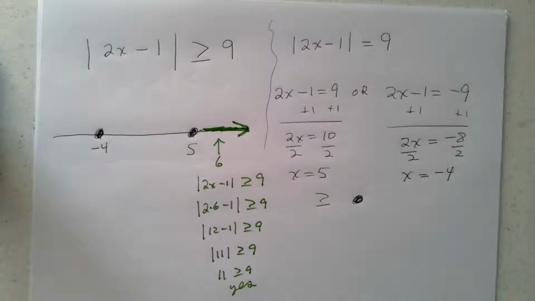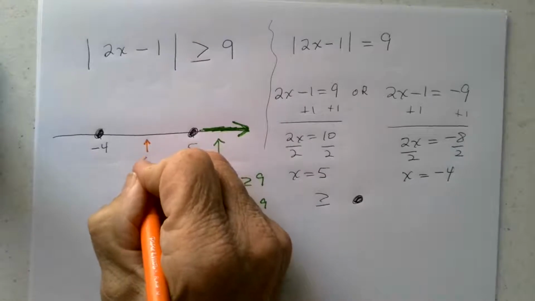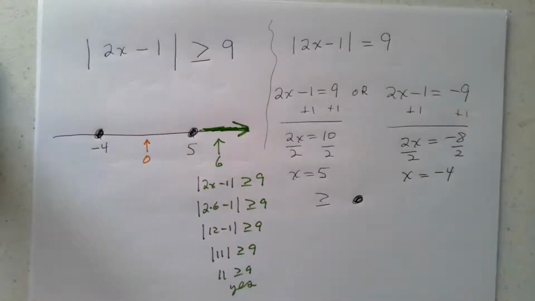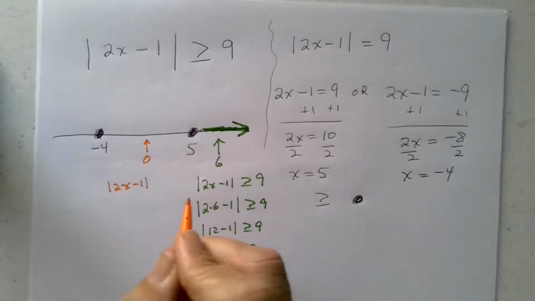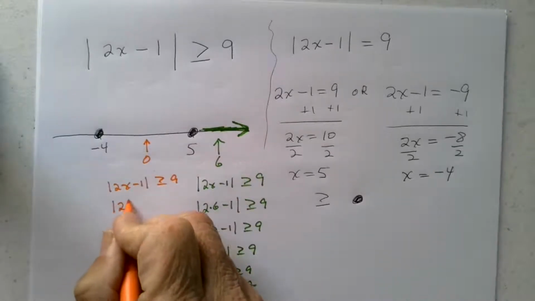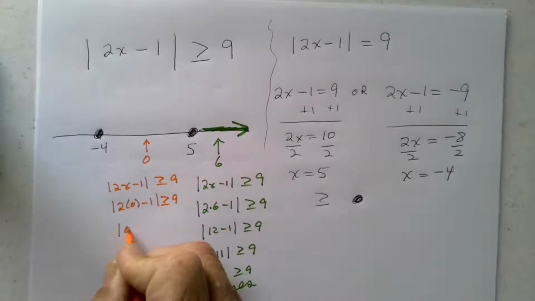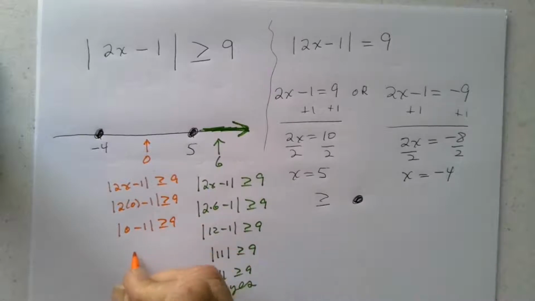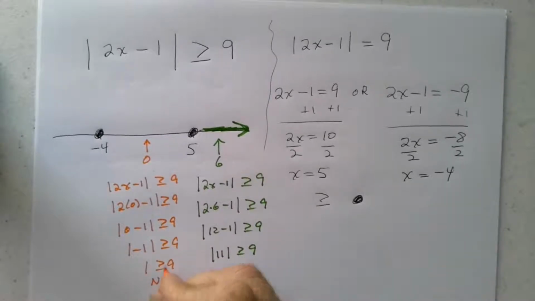In between negative 4 and 5, an obvious number to choose would be 0. 0 is more than negative 4. 0 is less than 5. So again, we're going to take a look at absolute 2x minus 1 and ask ourselves, is that greater than or equal to 9? Plugging in 0: absolute 2 times 0 minus 1, absolute 0 minus 1, absolute negative 1. Is 1 greater than or equal to 9? No. So I'm not going to shade in that interval.